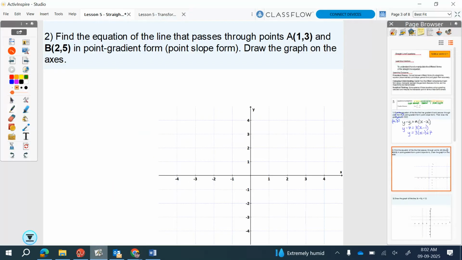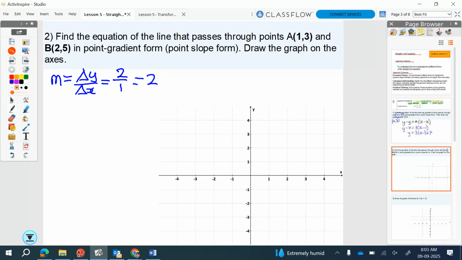Okay, so for this one, we need to start by finding the gradient. I think this gradient is fairly easy to find. The gradient we can always do is the change in y values over the change in x values. As we go from A to B, how much do the y values change? It goes up by 2. As we go from A to B, how much do the x values change? They go up by 1. The gradient here is 2.